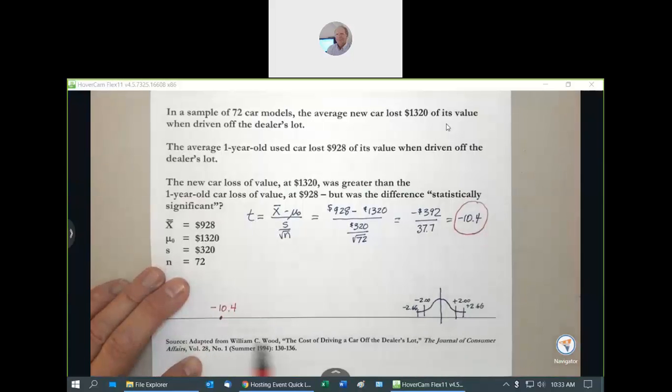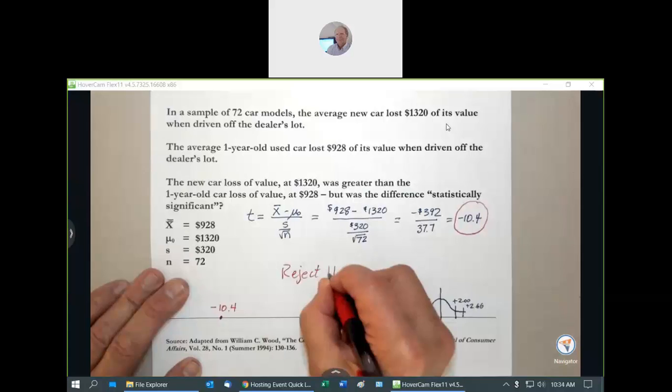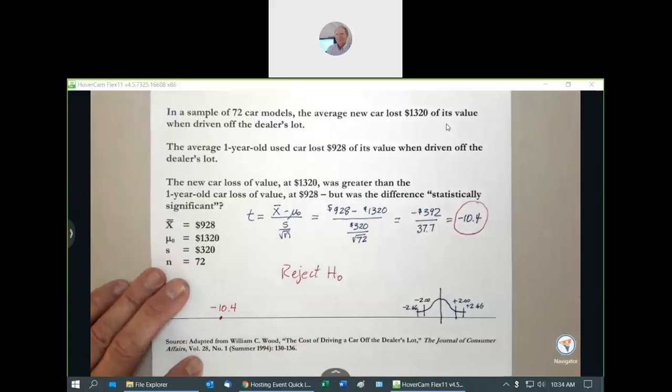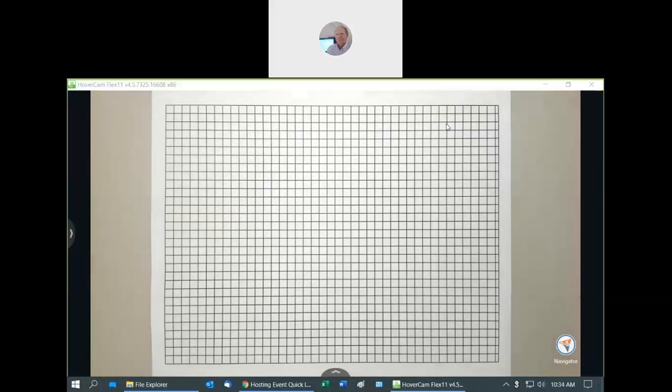We can say, it's almost impossible that new and used cars lose the same amount of value when driven off the lot based on the evidence of this sample, because it's throwing off a t-statistic of negative 10.4. And hey, 95, 99% of the time, if the null hypothesis were correct, we would be up there. So what we do is to reject the null hypothesis and assume what we believed all along, which was that new cars lose more value when they're driven off the lot.